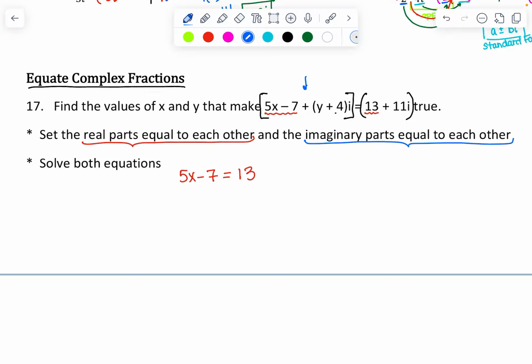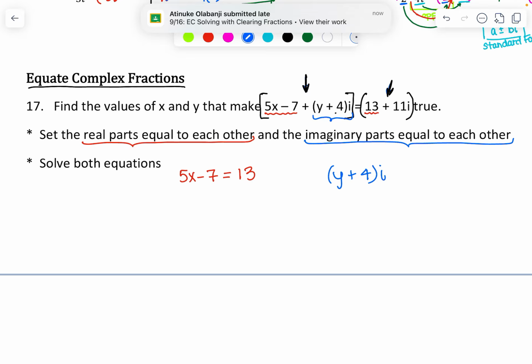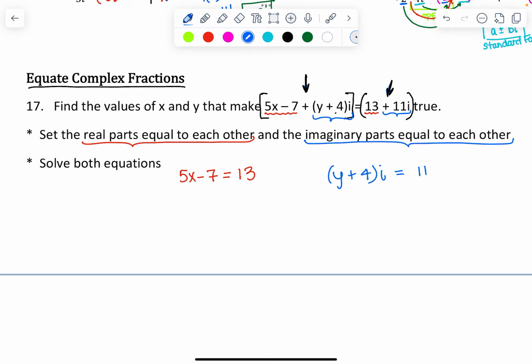This addition sign and this addition sign separate our terms. Remember, addition and subtraction signs separate our terms. So the second term we're looking at is y plus 4 times i. So y plus 4 in parentheses times i is equal to this portion. And actually, I want to take the sign in front of it, is equal to a positive 11i. So now I've got my two equations, the real one and the imaginary one.